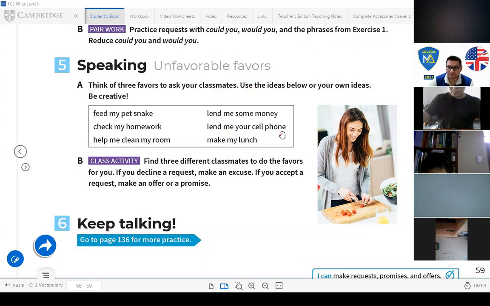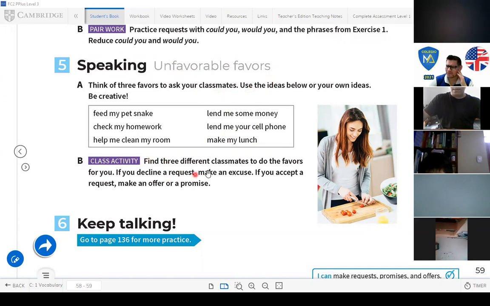Lend me your cell phone. Yeah, I don't know, maybe some can ask for lend me the cell phone. And make my lunch. Oh my God, can you do that? Make my lunch. Hey, please, can you make my lunch? No, oh, yeah, that's so unfavorable favor, right?